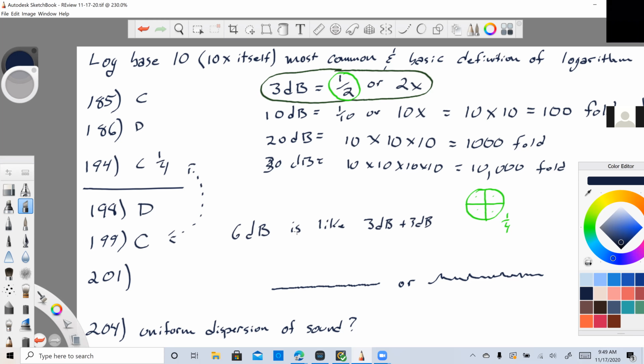Let's see, I skipped it. 201. An acoustic pulse reflects from a very smooth boundary. Oh, that's right, I drew little pictures here. Where the irregularities on the surface of the boundary are much smaller than the pulse's wavelength. What type of reflection is most likely to occur?